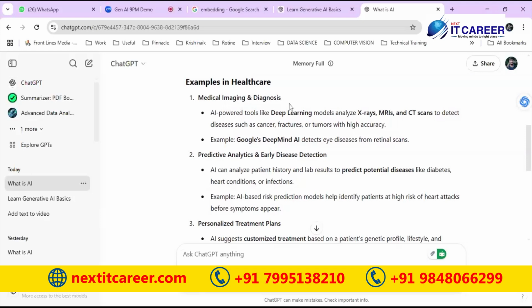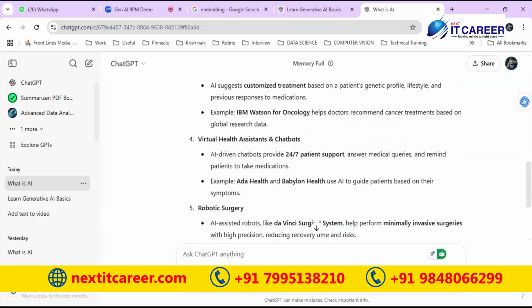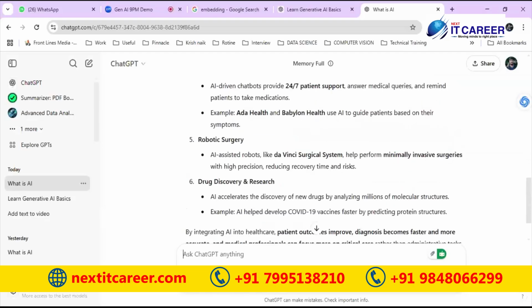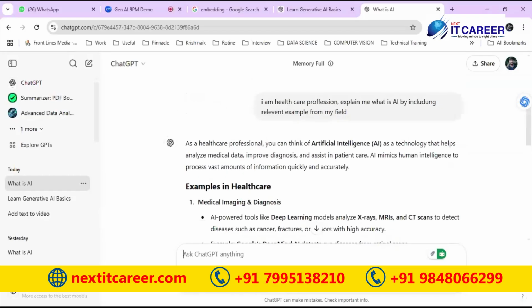So medical imaging and diagnosis. The same thing we saw in yesterday's class, right? So that is the understanding, then robotic surgery, drug discovery. In this way we can enhance our understanding of AI in our particular field.